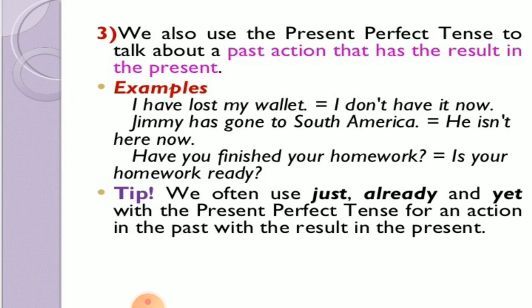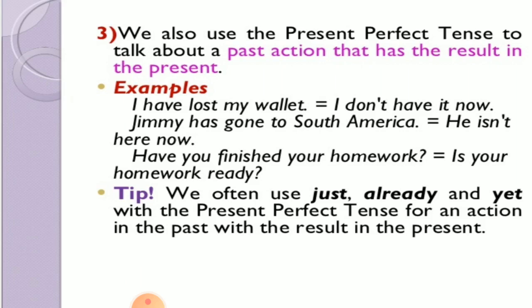We also use the present perfect tense to talk about a past action that has a result in the present. Example: I have lost my wallet. Actually, the wallet was lost before, but right now he does not have the wallet. That is a result of that. So, the result is in the present.